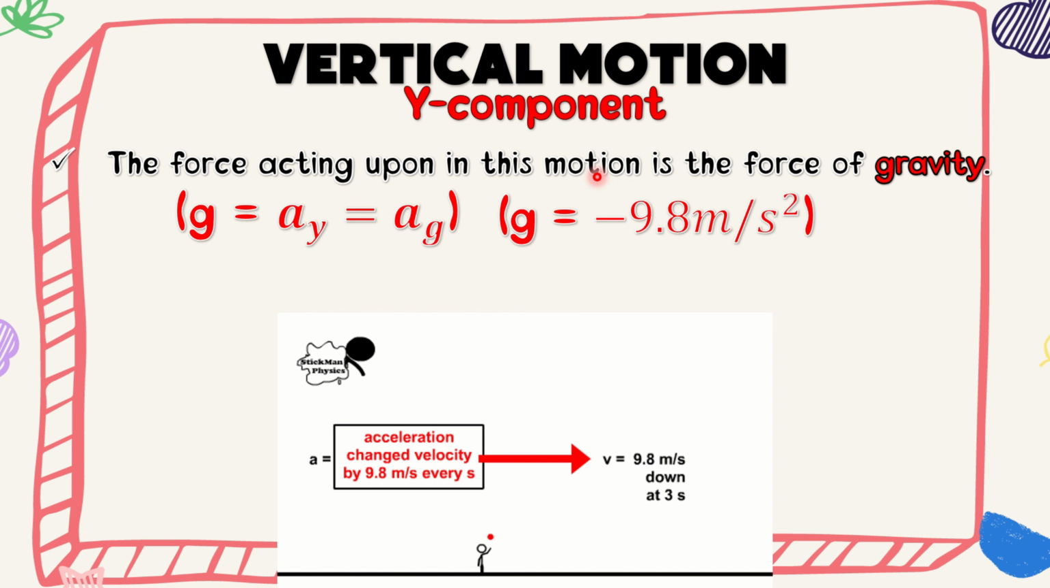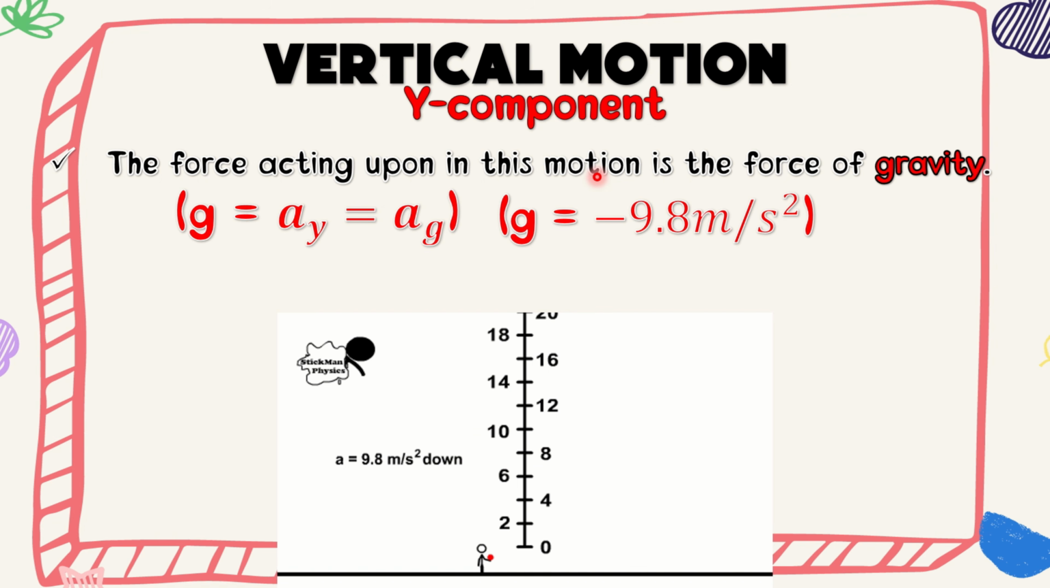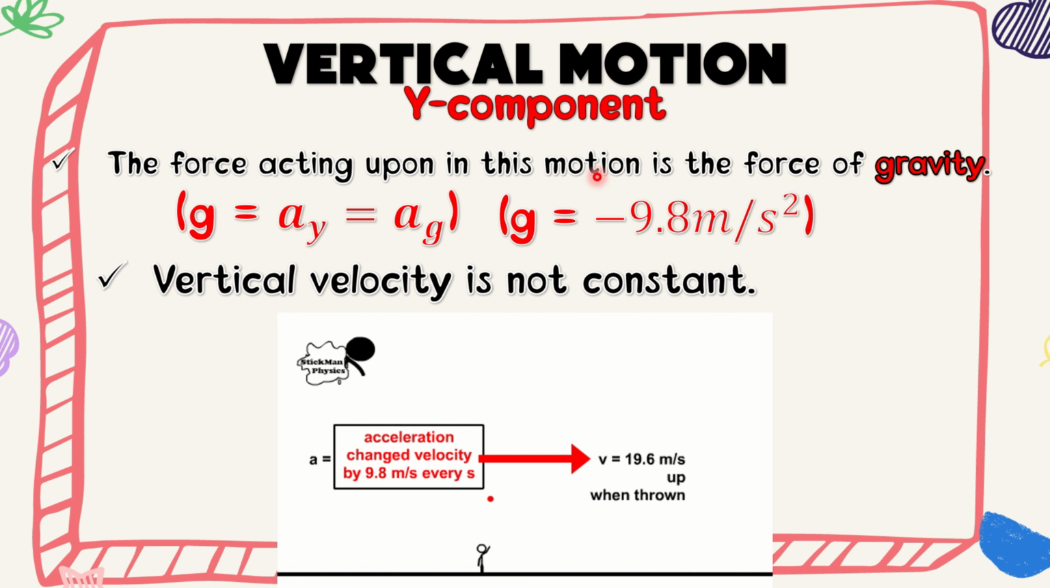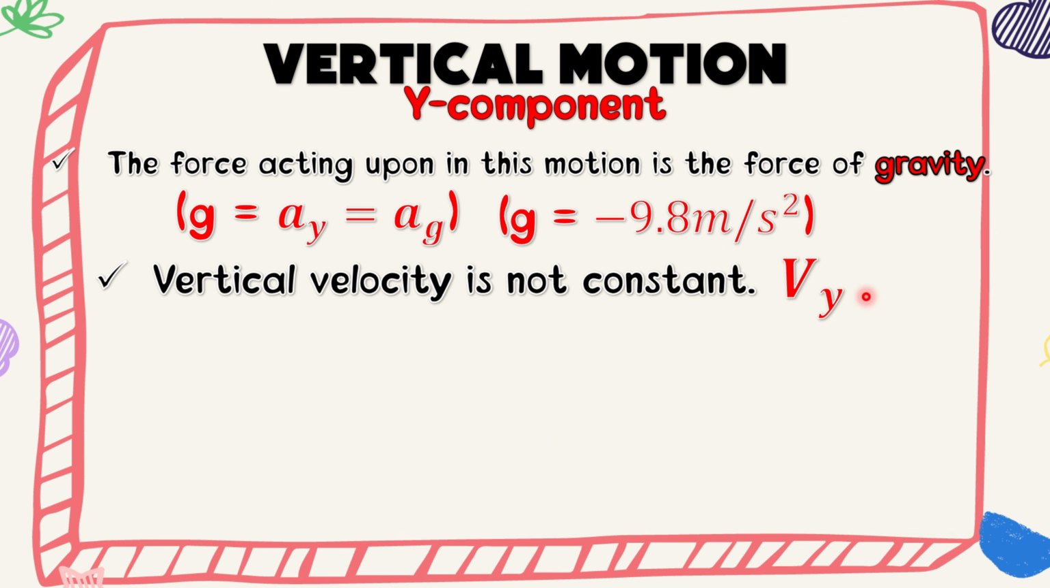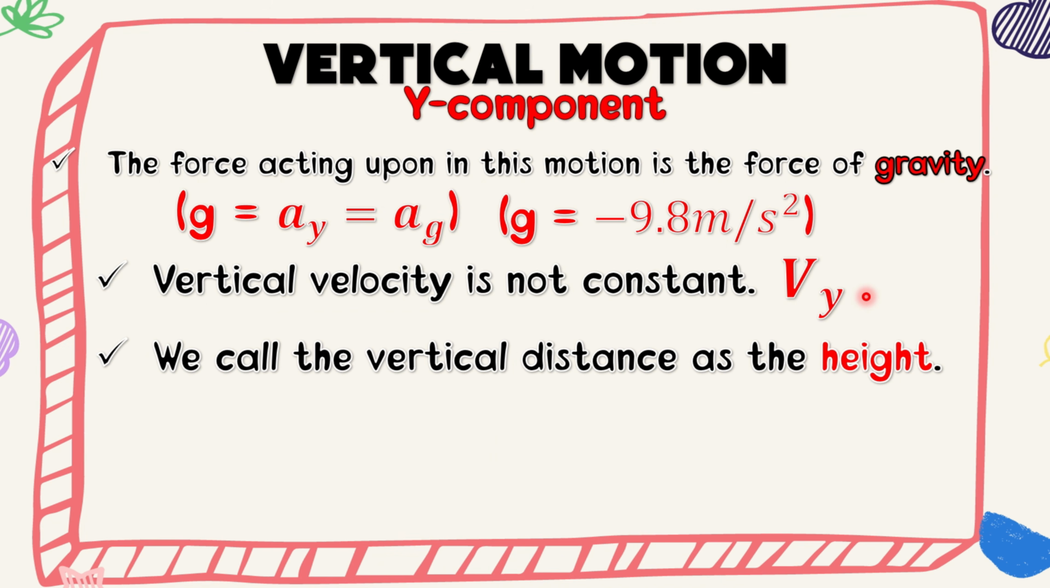Due to the presence of gravity accelerating at 9.8 meters per second squared, this caused the vertical velocity to increase, which makes it not constant, and it is represented as Vy. V for velocity and y for the vertical component or vertical motion. Next, we call the vertical distance as the height, and it is represented as h or dy.